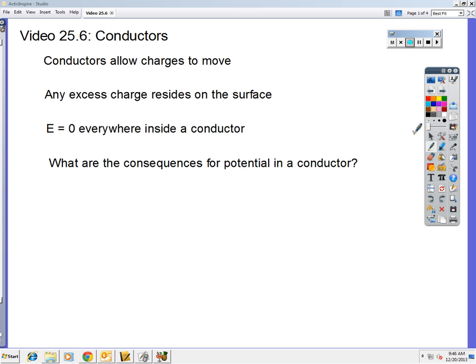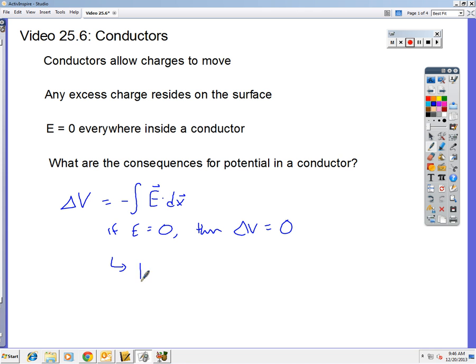Now, we need to ask what this says about potential. Remember, the change in potential is equal to the integral of E dot dx. But if E is zero everywhere, then delta V will also be zero. And that means that the potential is uniform inside a conductor. And that's something that's very important. You need to be able to explain why that is.